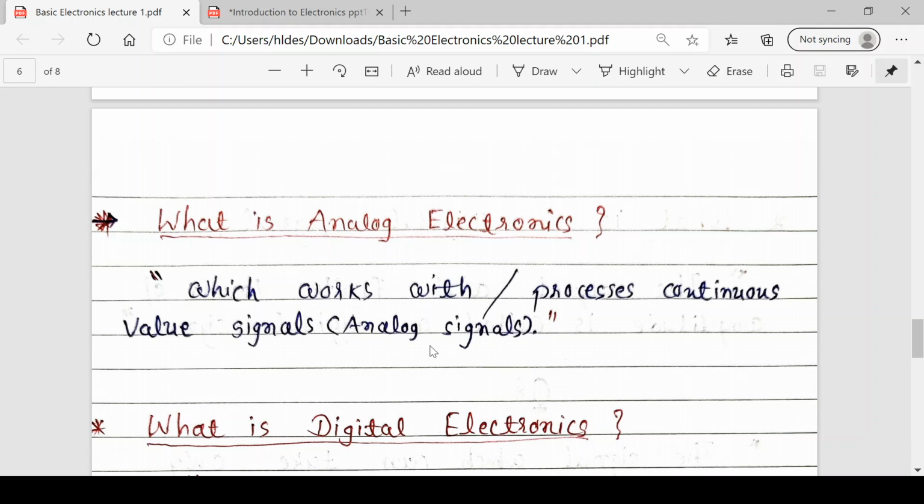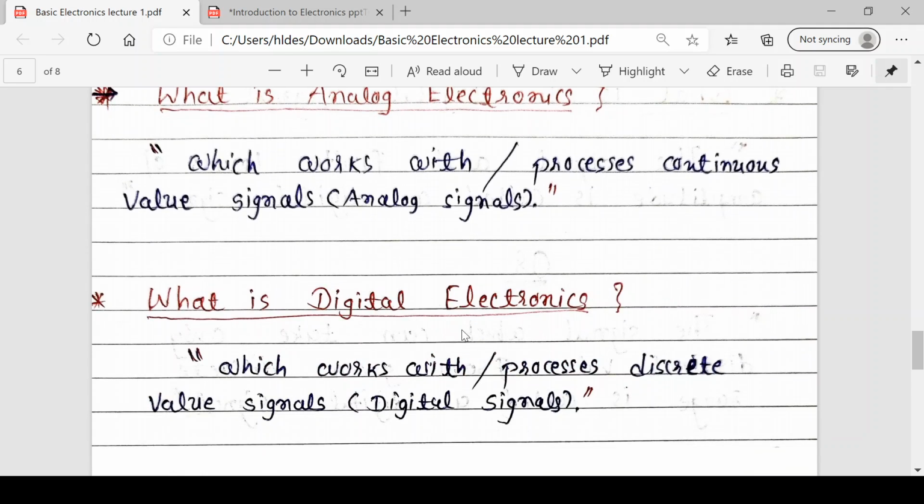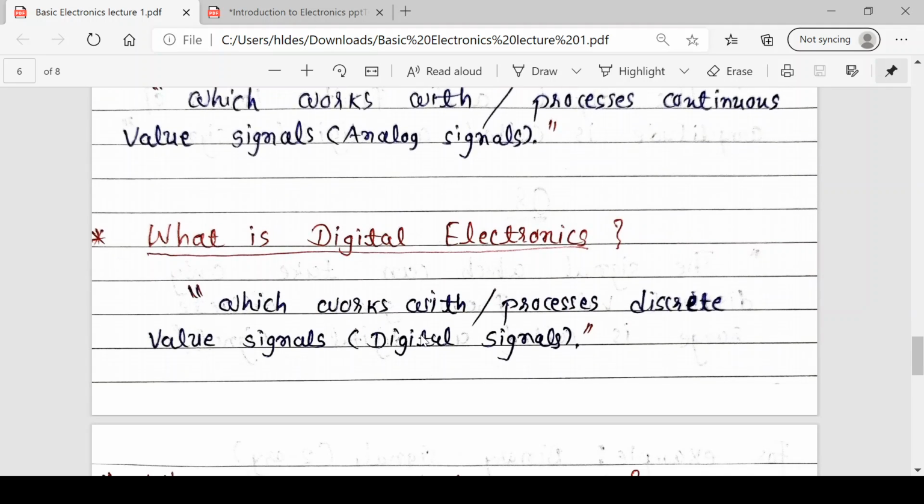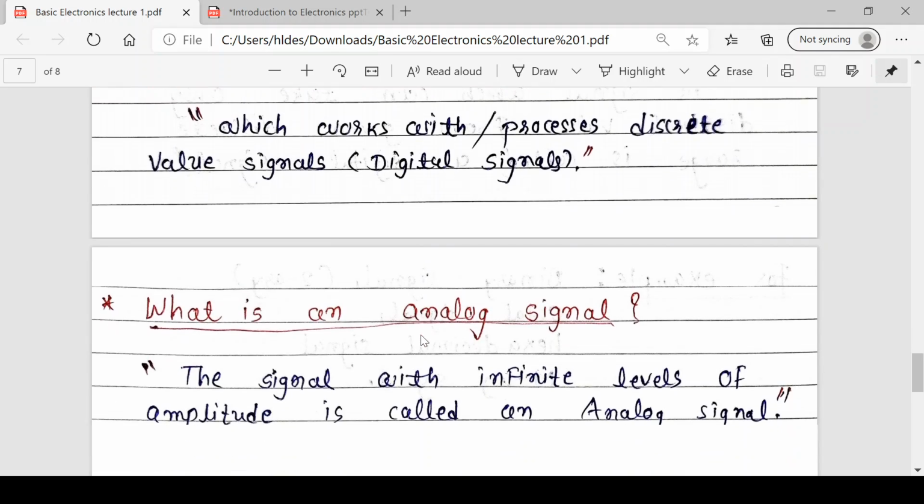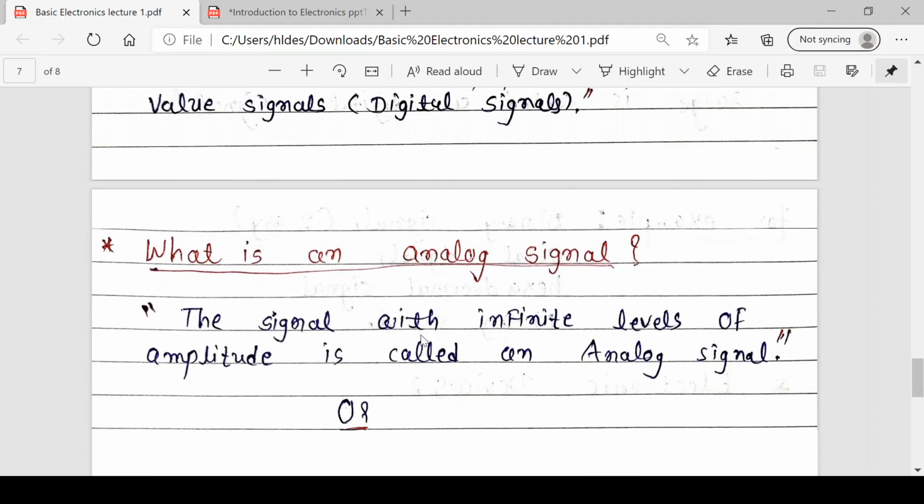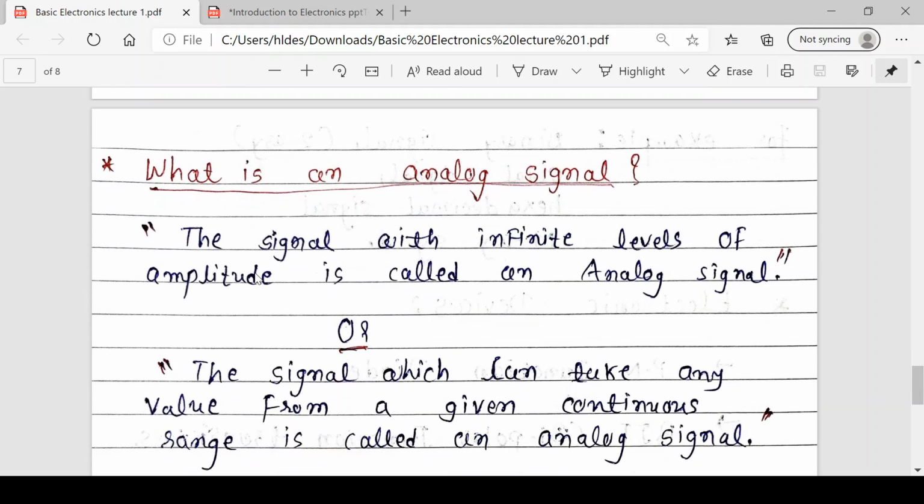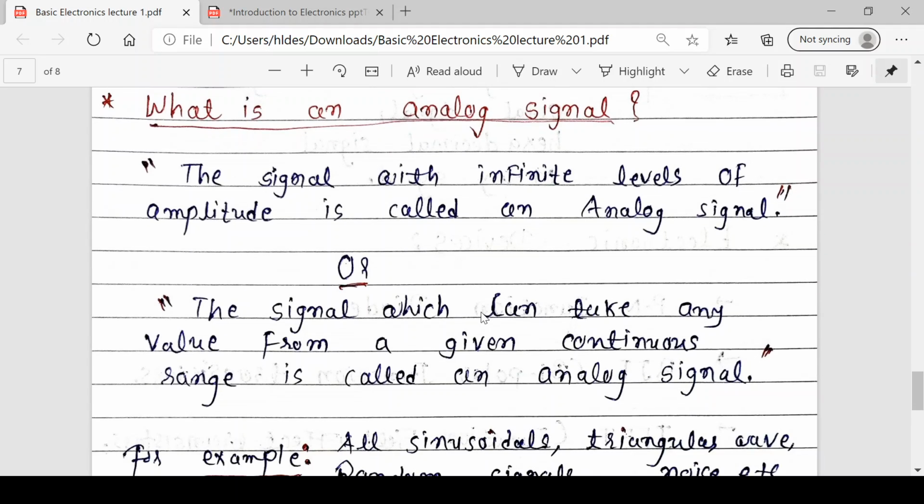So let's define them now. After defining what is analog electronics, which deals with analog signal, and what is digital electronics, which deals with digital signal, now let's define the signals, which you have already seen practically. What is an analog signal? The signal with infinite levels of amplitude is called an analog signal. Or you can say it alternatively, the signal which can take any value of amplitude from a given continuous range is called an analog signal.